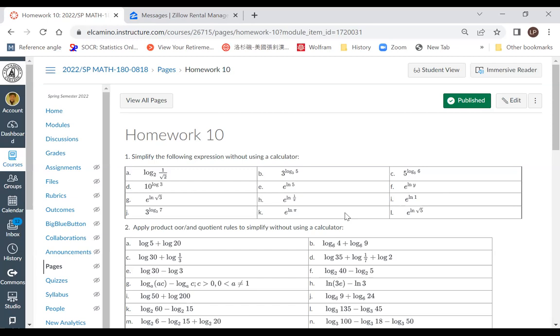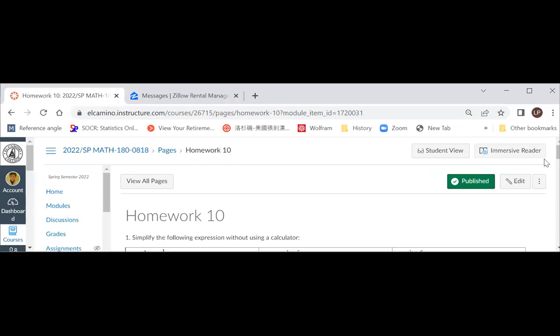The first set of homework is about one of the logarithm properties. Let's see, am I sharing the screen with you? Yes, I am. So the first set of homework is about the property. Let me put it side by side, so you can compare.